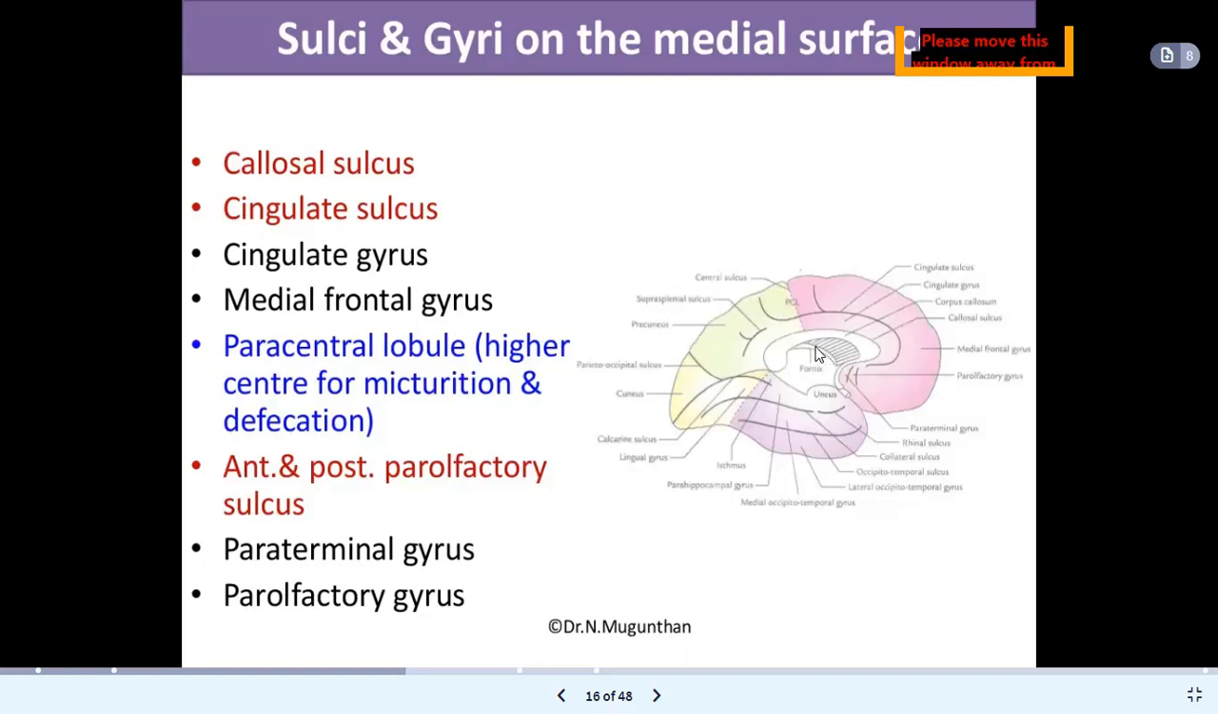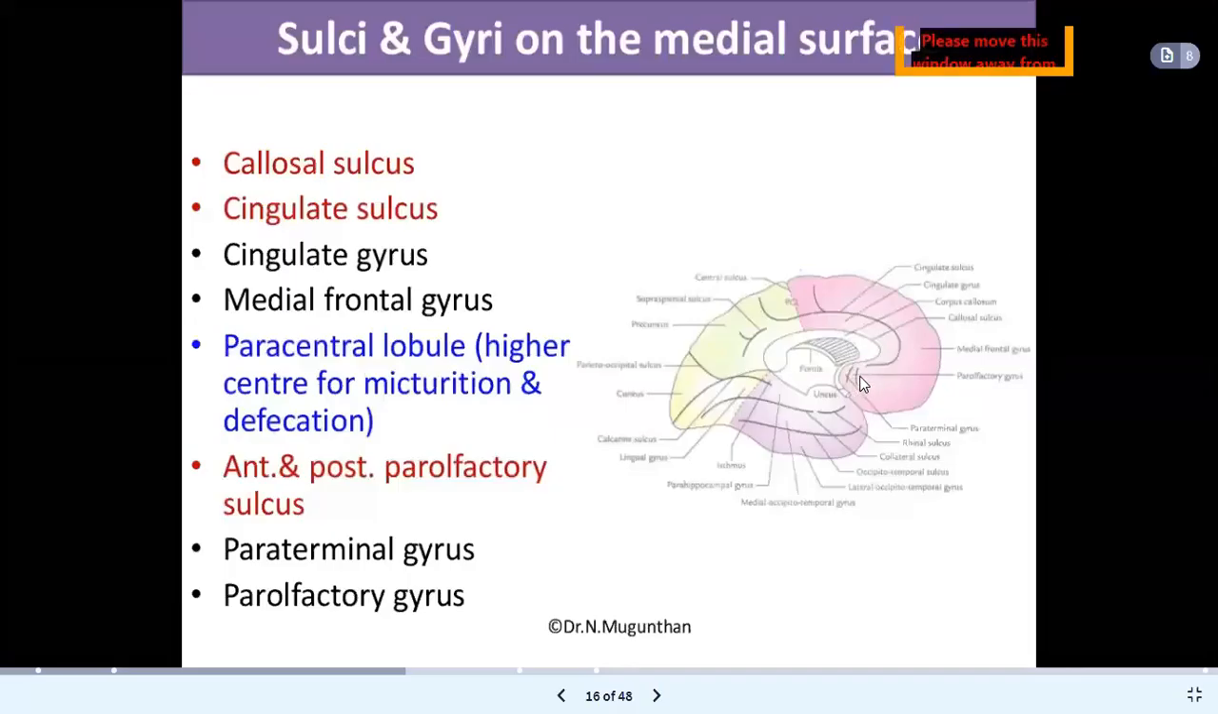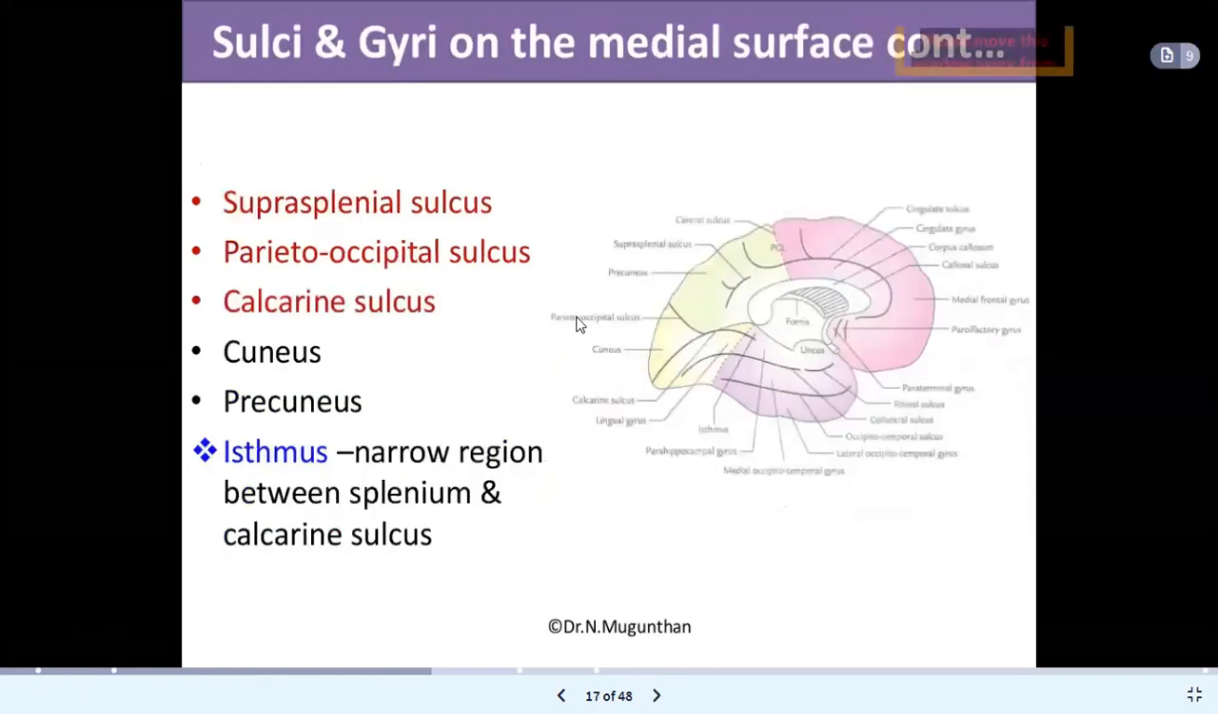Then anterior and posterior para-olfactory sulcus is there. Related to this we can see paraterminal gyrus and also para-olfactory gyrus. So here the picture is very much clear. You can pause the video and just practice this and see what labelings are given and learn simultaneously.